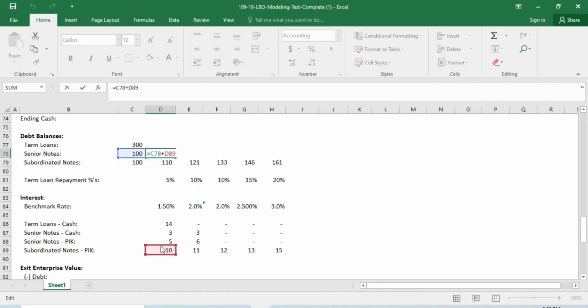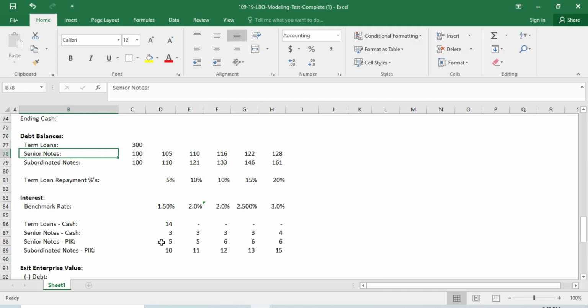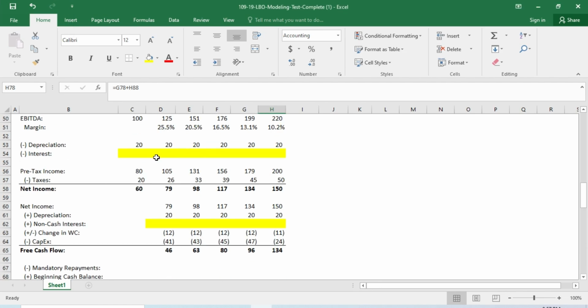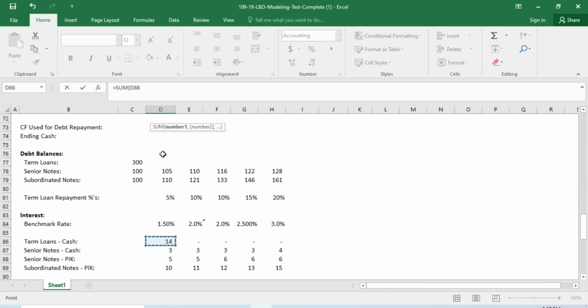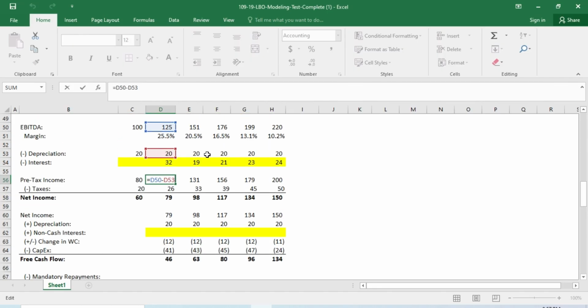Okay. In term loan repayment is 5, 10, 10, 15, and 20%. Okay. Now let's calculate term loan: 300 million multiply by benchmark rate plus spread of 50%.